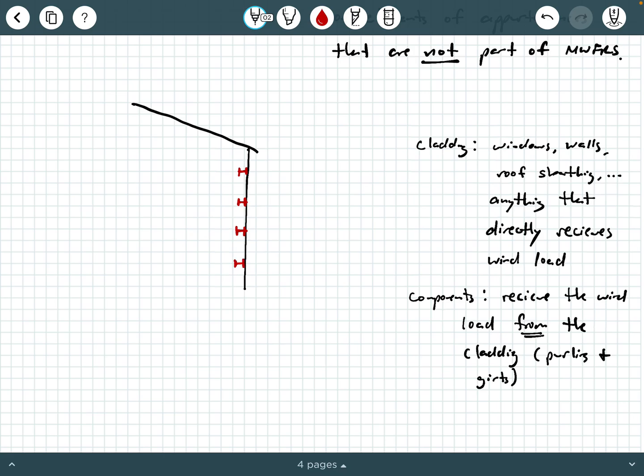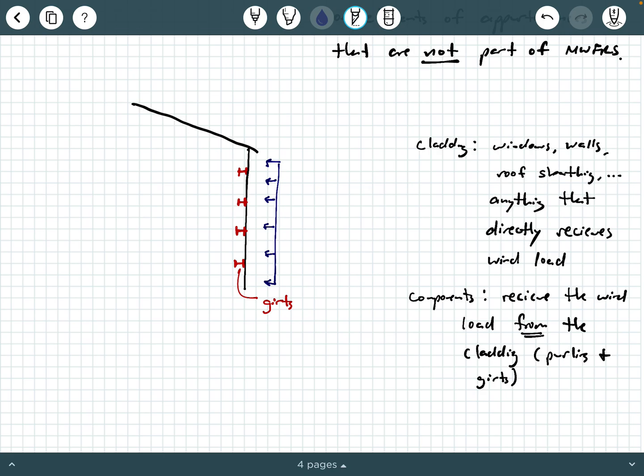Okay, so they're like little beams, and they're connected to the wall, okay? And they're running longitudinally in and out of the screen at you, and they're like little beams that are indirectly absorbing the wind load. The wind load is being directly applied to the wall here, okay? So here's that wind pressure from the outside. And then this wind pressure gets transferred to these little beams here that we call girts, okay?